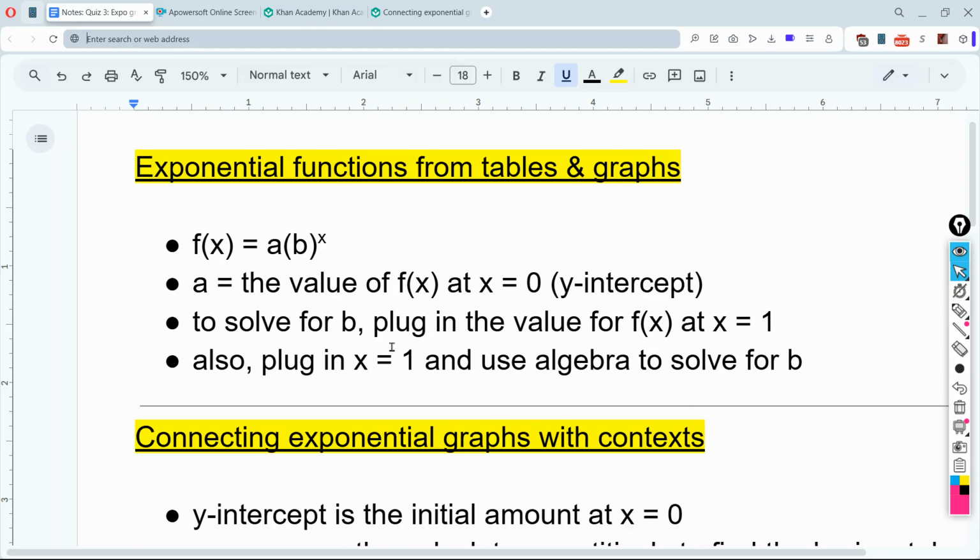To solve for b, you want to plug in the value for f of x at x equals 1. Also plug in x equals 1 and use algebra to solve for b. So you'll see that when we do the exercises.